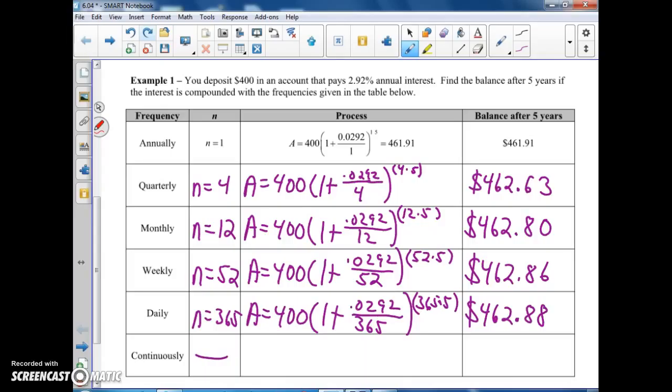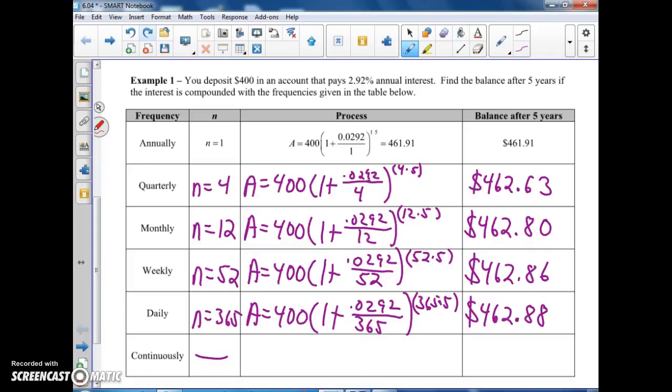Why are the balances after 5 years different each time? Well, once again, it's due to the interest rate. That one's per annual. Different compounding yields different amounts, right?